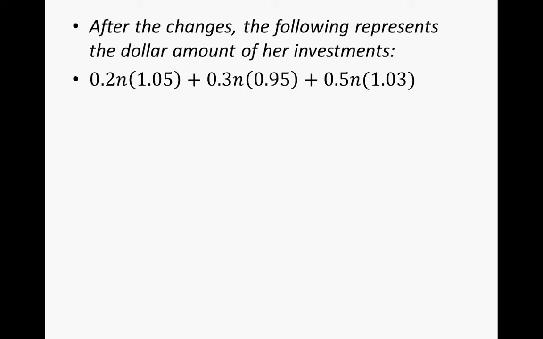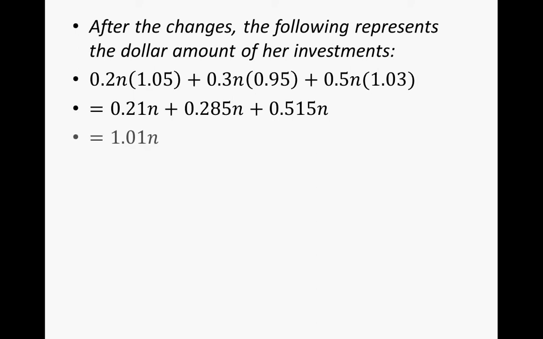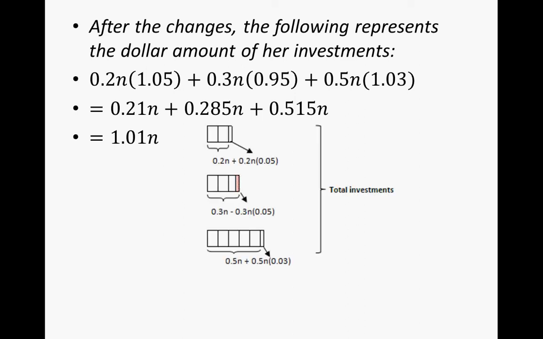50% of her investments, which is represented by 5/10 times n, increased 3%. So that's being represented by 1 3/100. So when we simplify that, we get 21/100 times n plus 285 thousandths times n plus 515 thousandths times n, which when we add all those up, we get 1 1/100 times n.